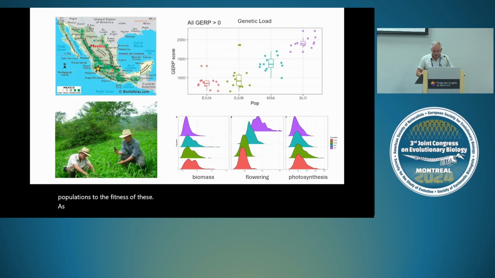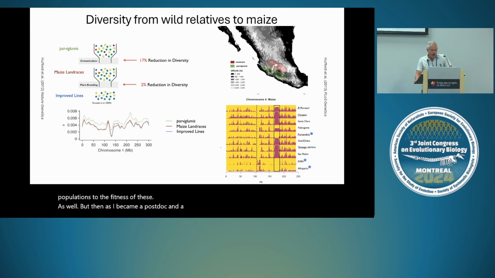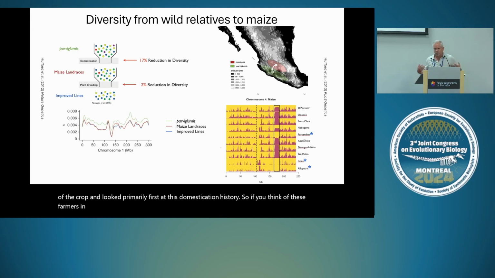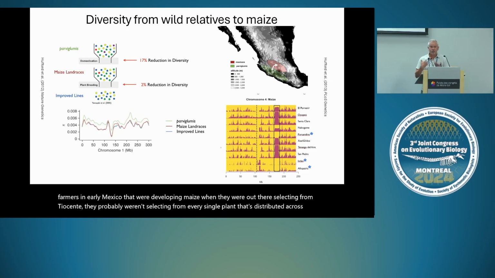But then as I became a postdoc and a faculty member at Iowa State, I became more interested in genetic diversity in maize, how that's changed over the evolution of the crop, and looked primarily first at this domestication history. So if you think of these farmers in early Mexico that were developing maize, when they were out there selecting from teosinte, they probably weren't selecting from every single plant that's distributed across Mexico to form this crop.